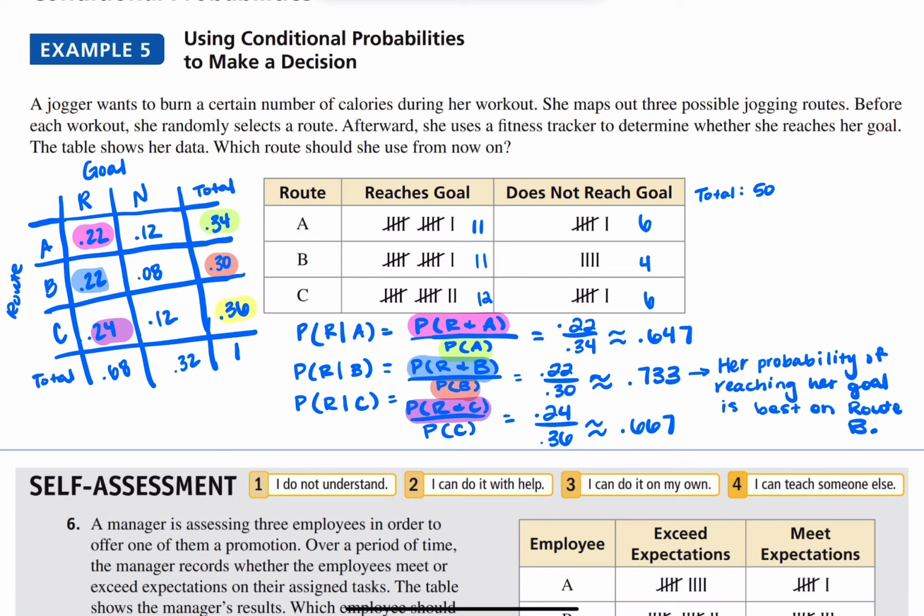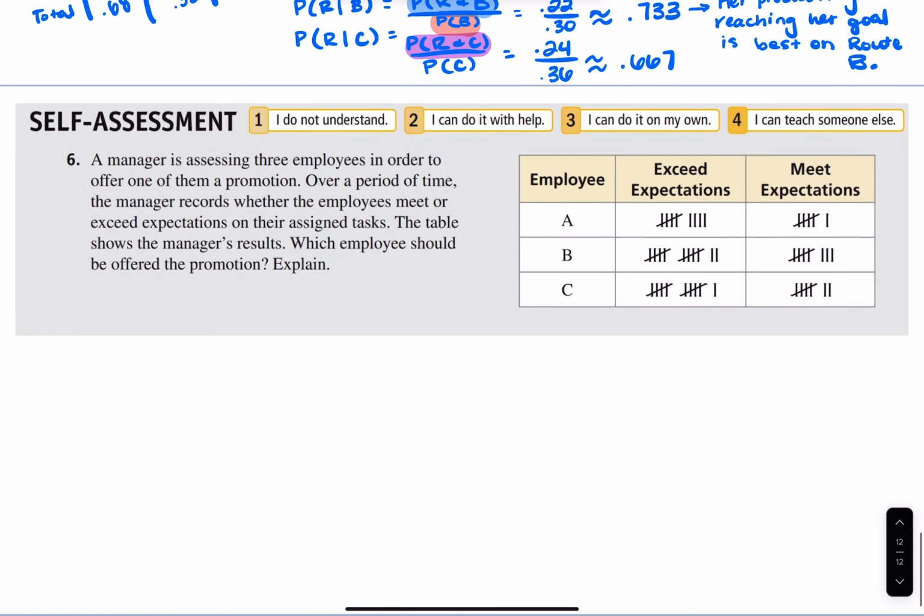All right, I'll give you just a couple more seconds. All right. The last thing I want you to do is work this self-assessment problem by yourself. I get that these take a little longer. So take about 7 to 8 minutes to work on number 6.